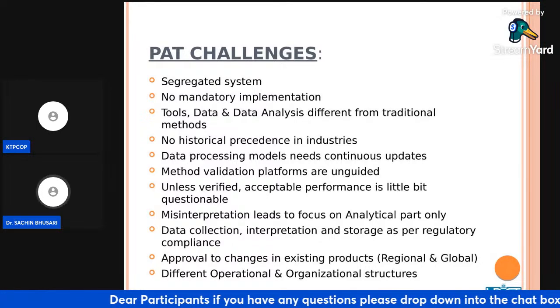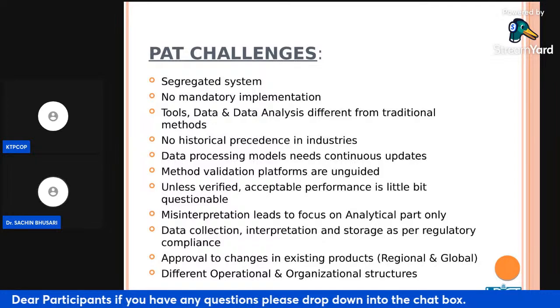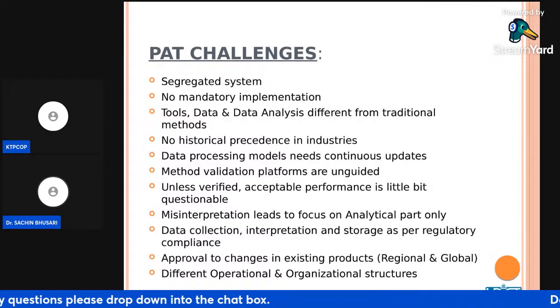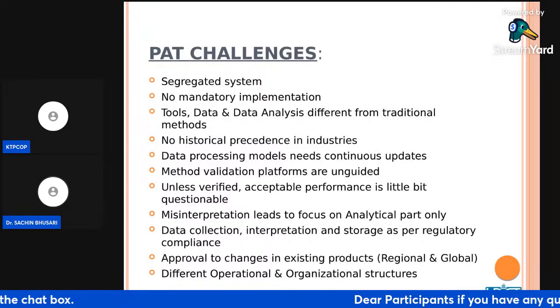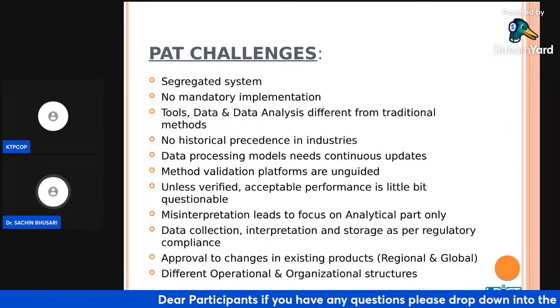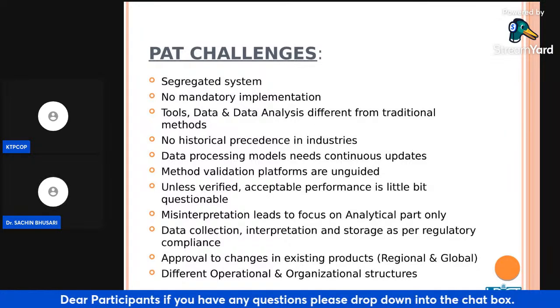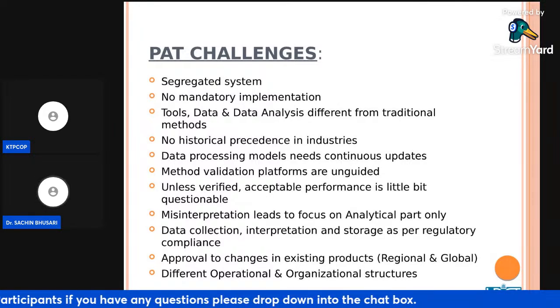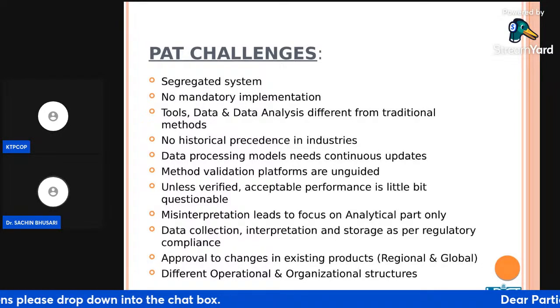Now, the next challenge is that there is no historical precedence in industry. See, if PAT were available worldwide and everyone was following it, then it would become easy to implement PAT in our industry, because we would know how to do it, what the tools are and what the constraints are. Right now, there are very few industries in the PAT framework who are applying PAT in their processes.